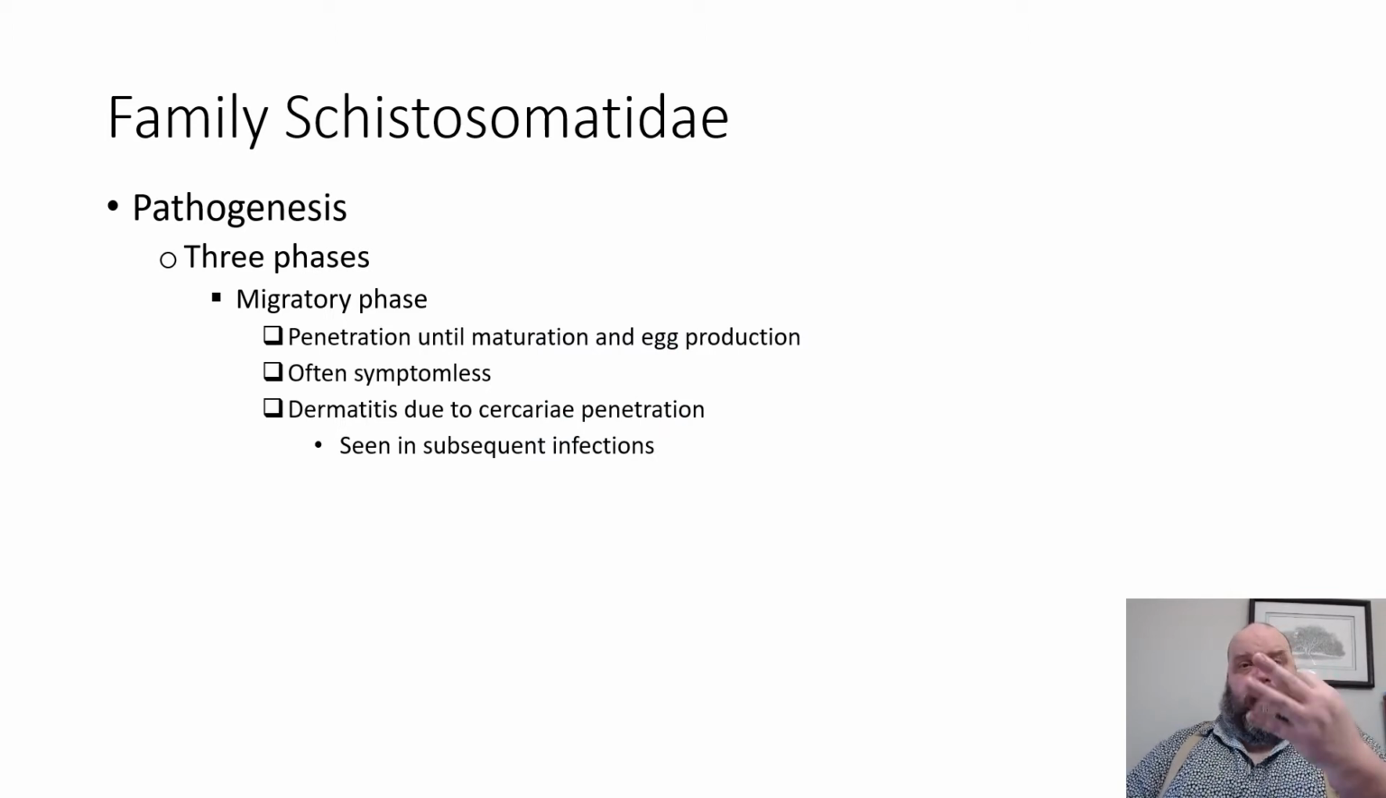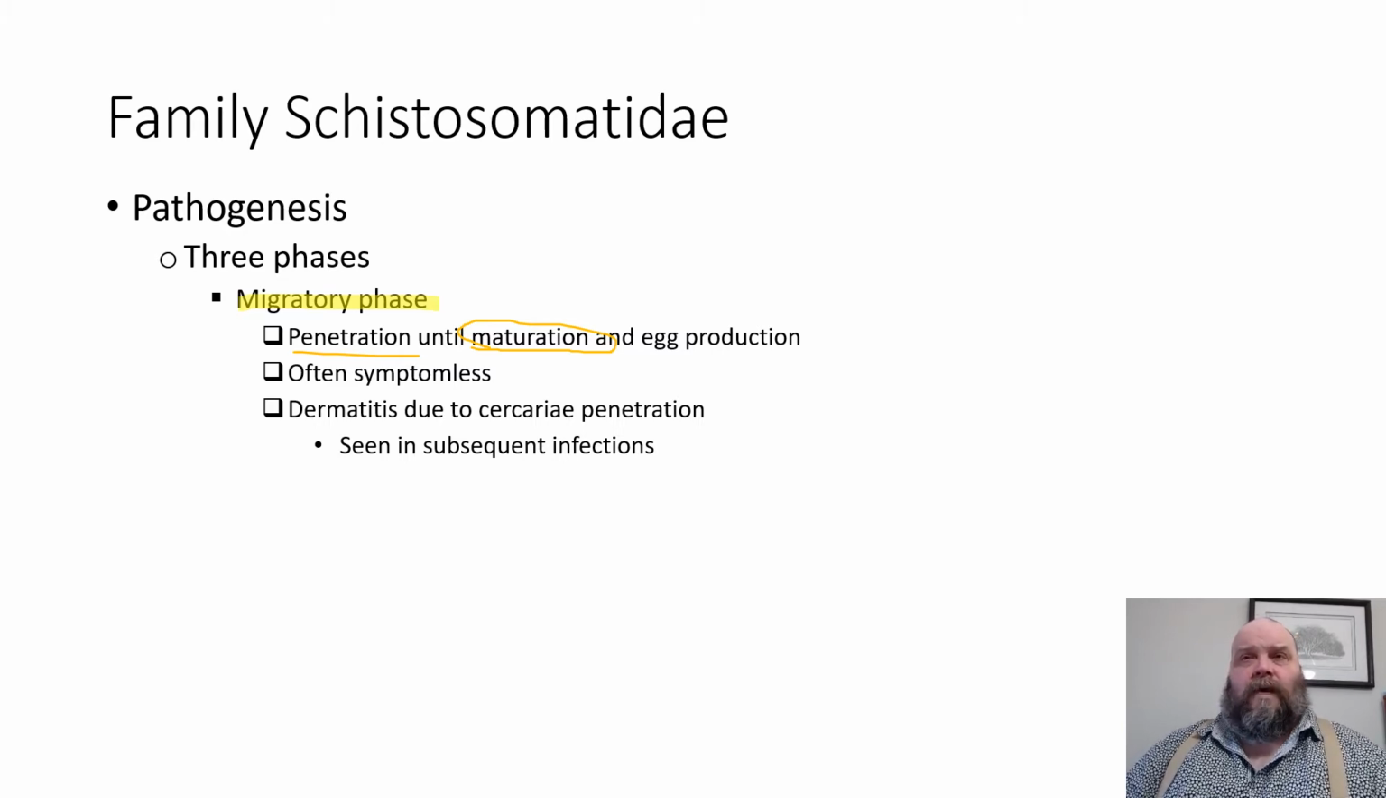We see 3 phases with the pathogenesis of this disease. First is what they call the migratory phase. This is from initial penetration until maturation. The cercaria gets in, goes through the bloodstream, male meets female, they go to one of the veins, large intestine, small intestine, bladder, and that's where they stay. Eggs start to be produced. Pretty much it's going to be symptomless, okay? You're not going to have a large number of flukes moving around. You're not going to have a lot going on.